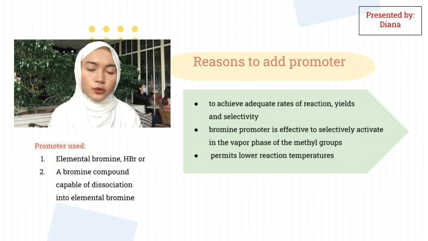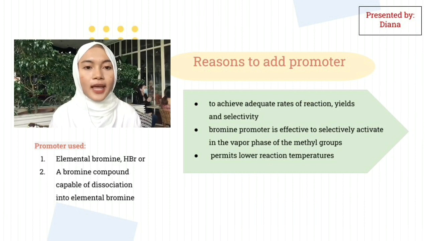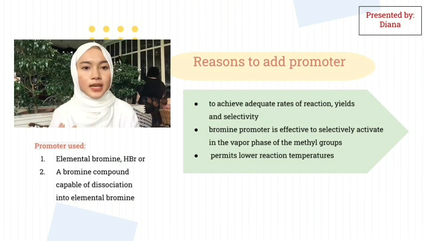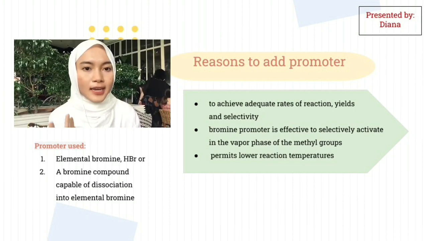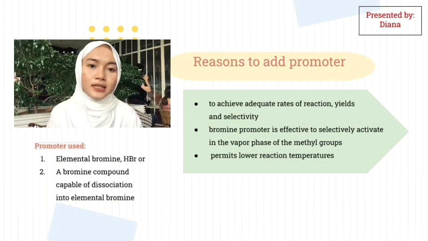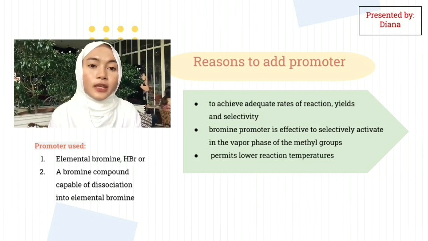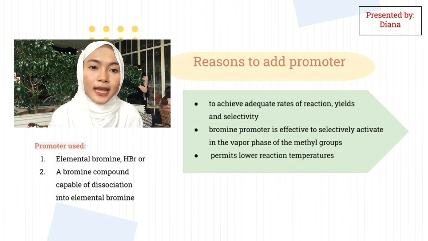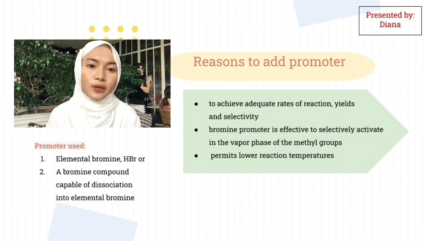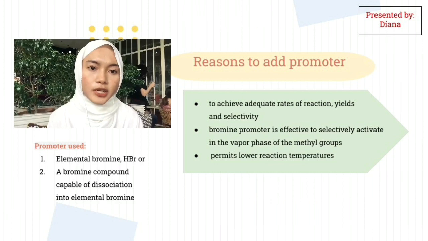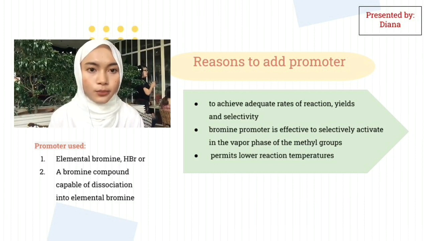And additional info to add on, some processes might add a promoter, where an on-purpose study has been conducted to show that when adding a promoter, we can increase the rates of reaction, yield, and selectivity. Some of the promoters that can be used are either elemental bromine or a bromine compound which is capable of dissociation into elemental bromine.